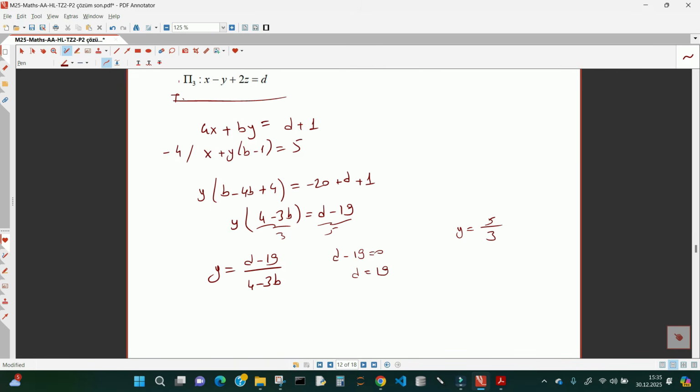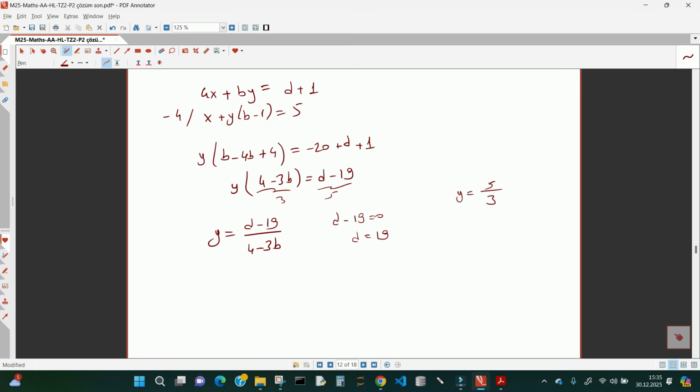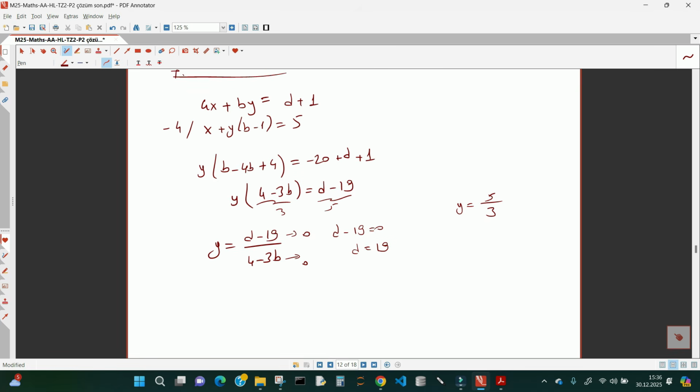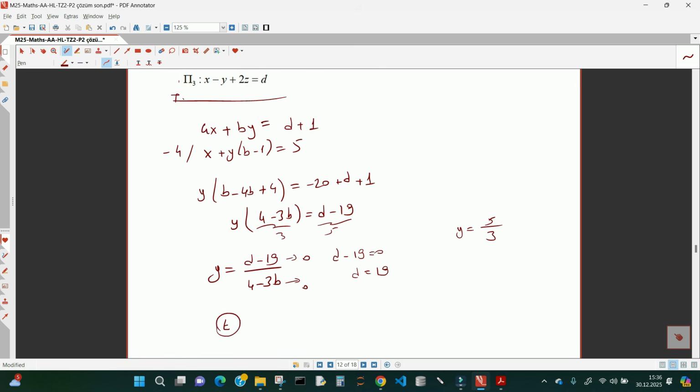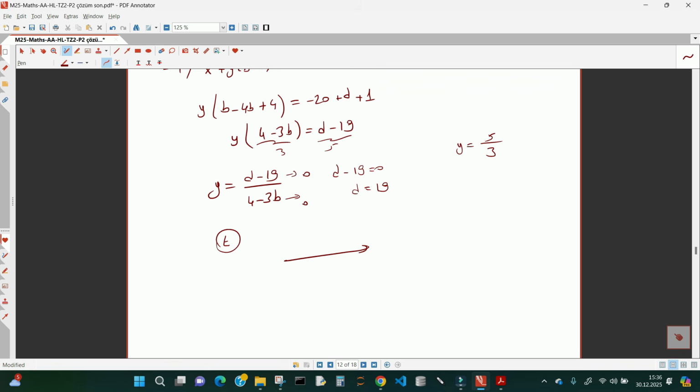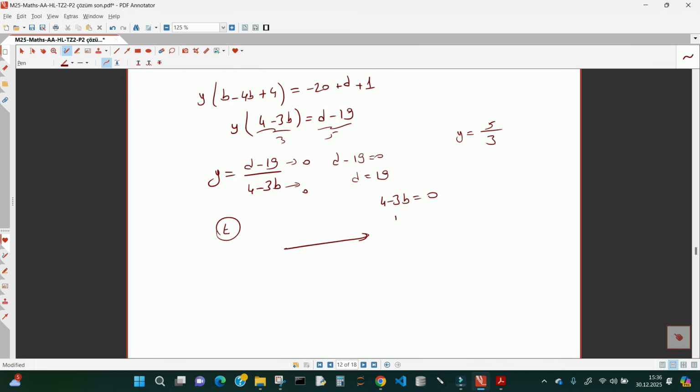So how are we gonna find the intersection line? It means both numerator and denominator will be 0, which means that y can be any real number, and let's call it, for example, t. We're gonna find x and z in terms of t, which will give us a line, not a point, because on the line there are infinitely many points, right? So 4 minus 3b will also give us 0. From here, you can say b is 4 over 3.